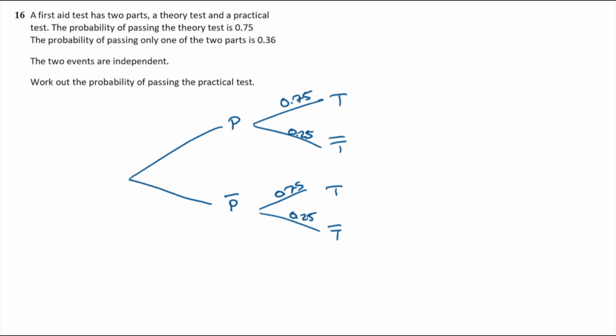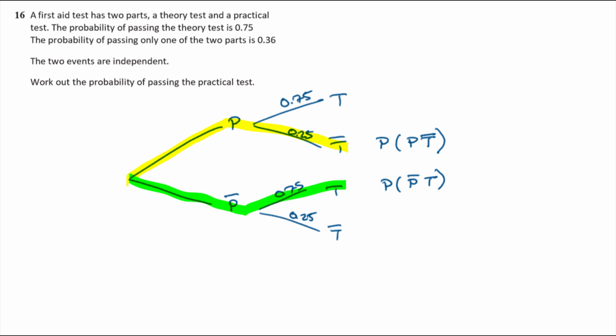Okay, and then we know that the probability of passing only one of the 2 parts is 0.36. So only passing one of the 2 parts would be this, or it would be this. Okay, so what we would then say is that the probability of passing the practical but not passing the theory would be that one, and this would be the probability of not passing the practical but passing the theory.